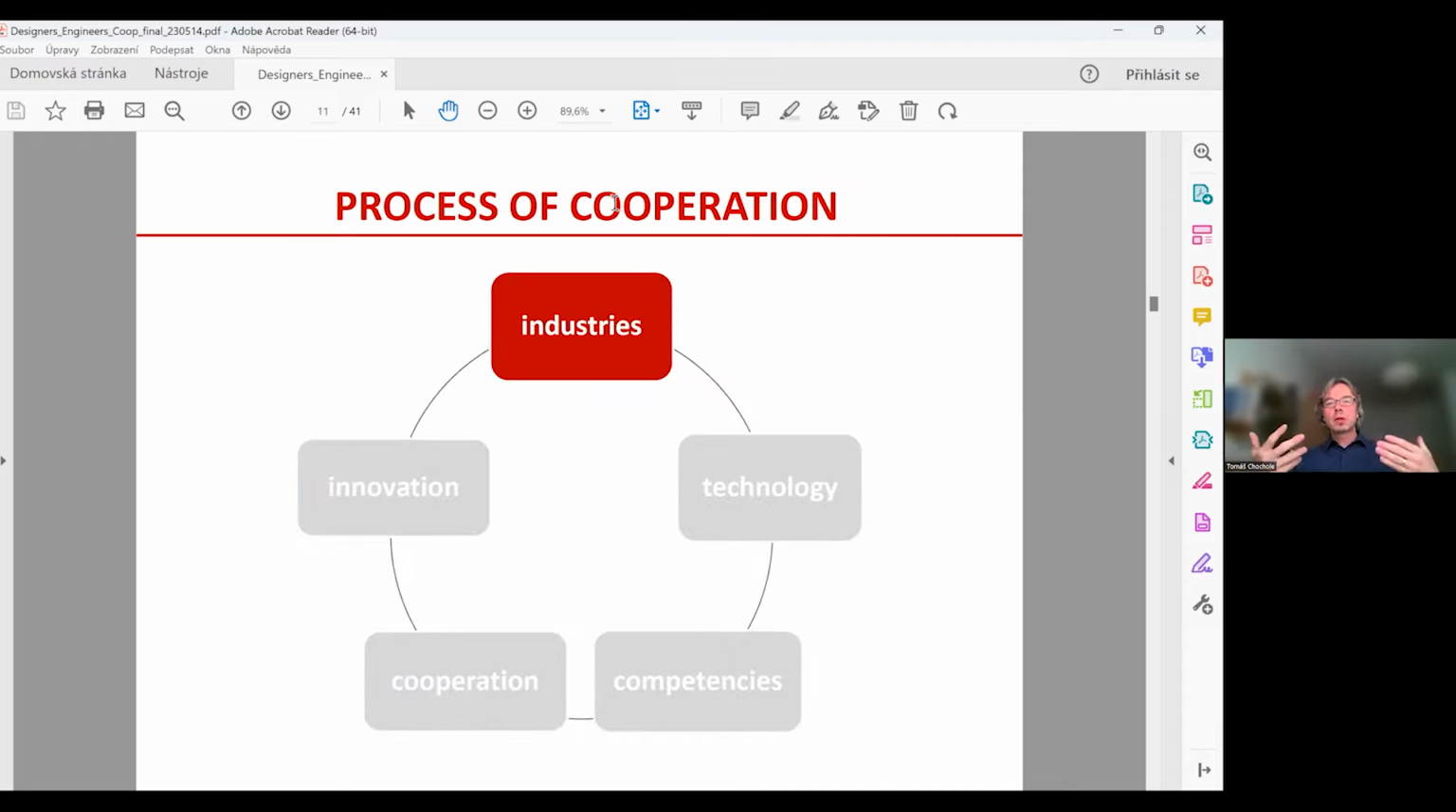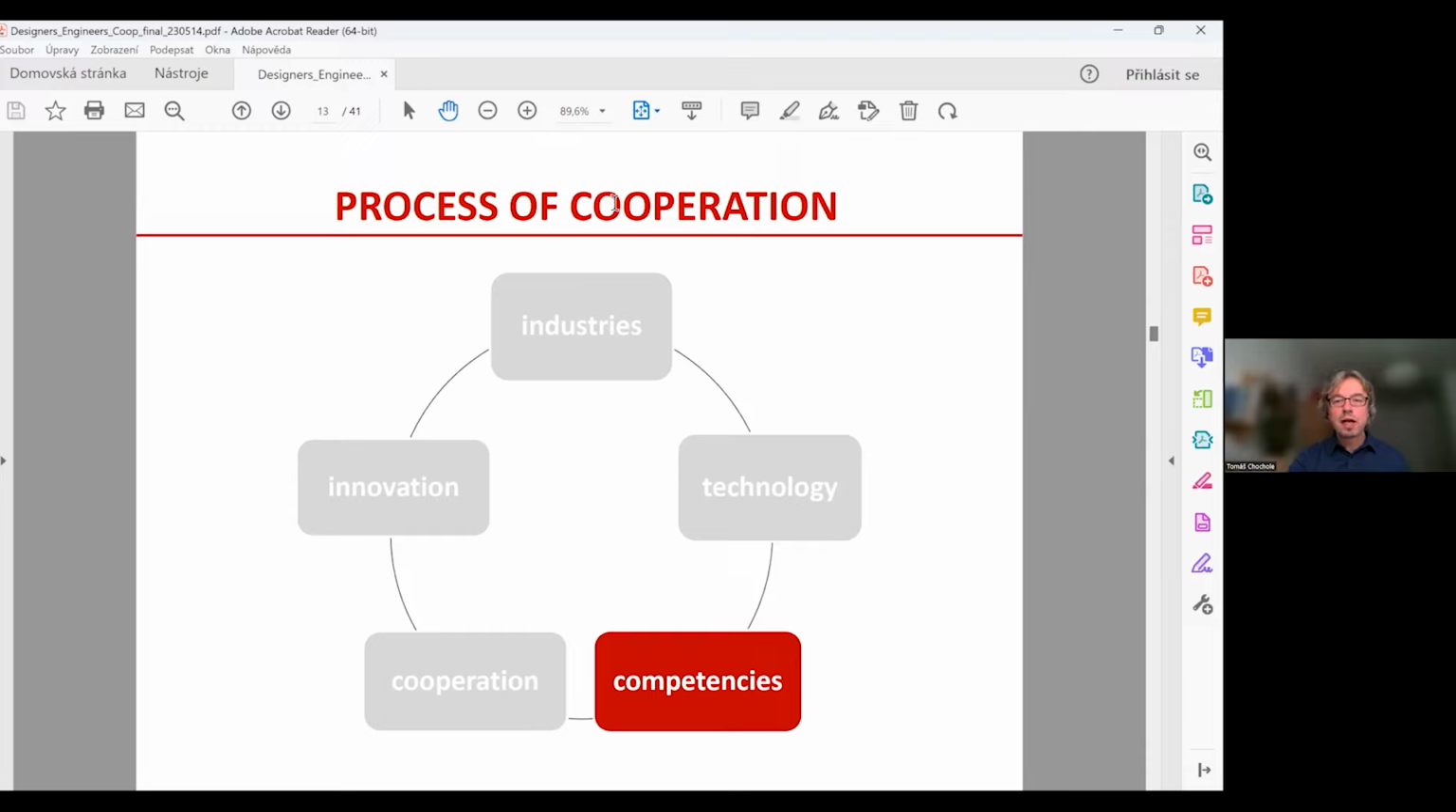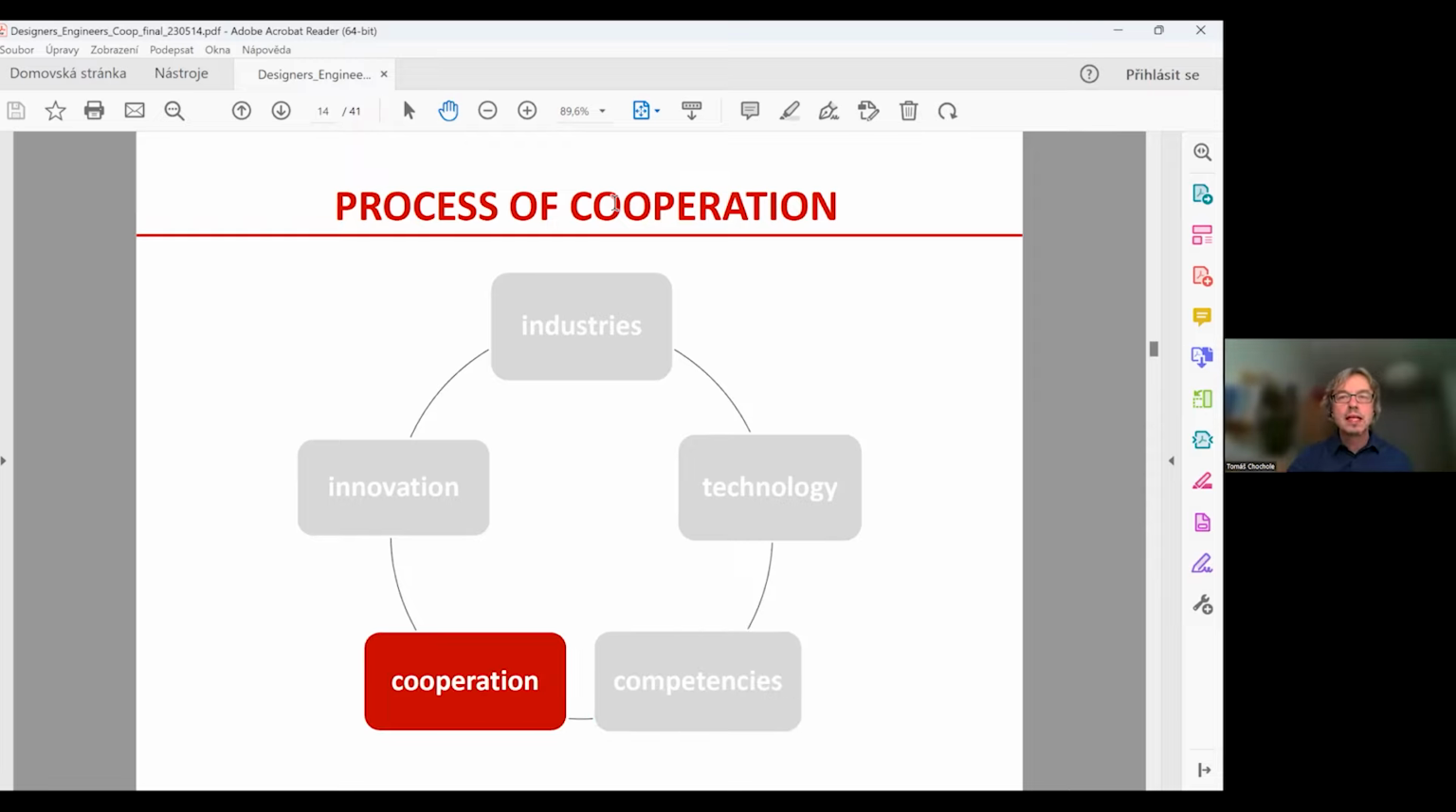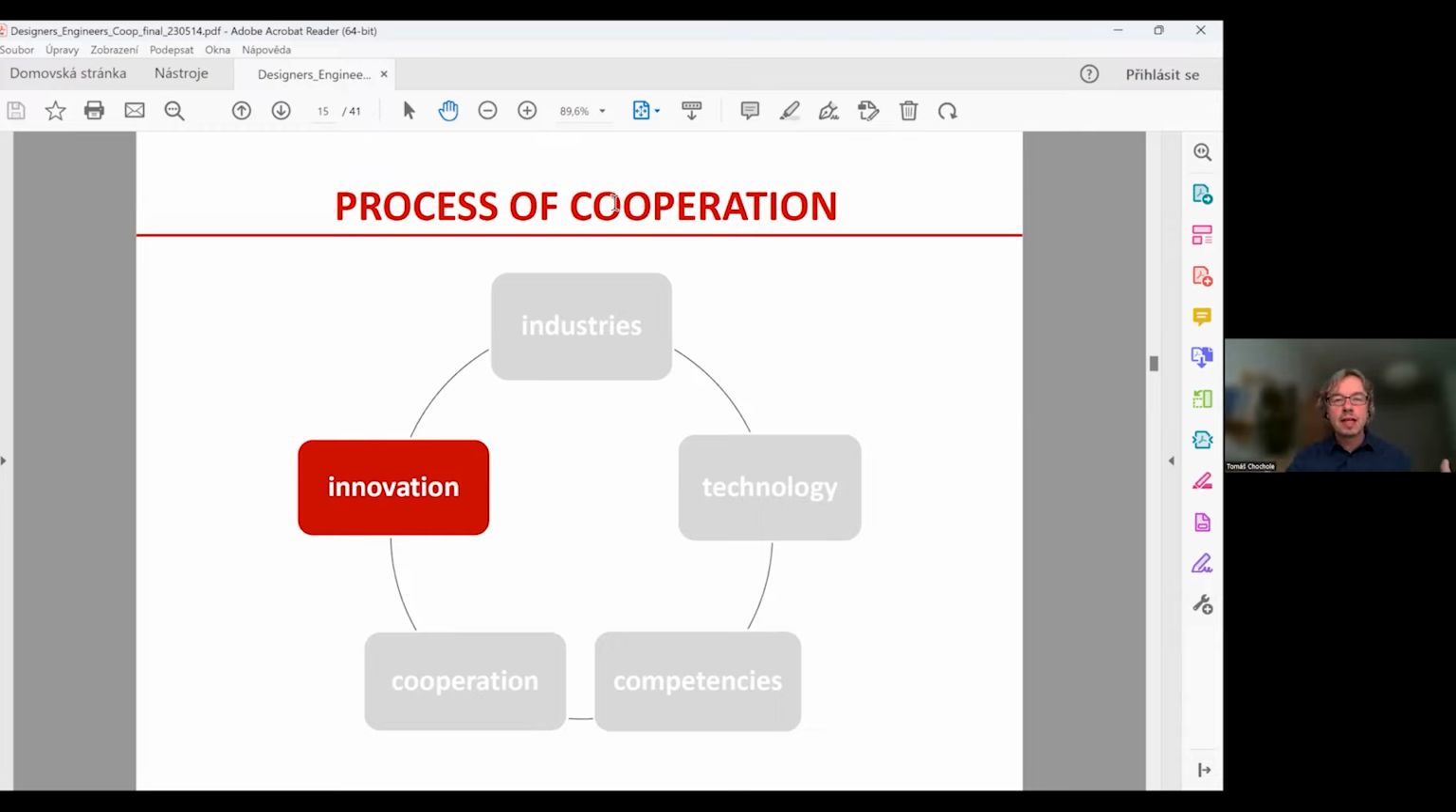So, ladies and gentlemen, when we are talking about the cooperation between different fields, we need to think about the process, because it's really important. So we will introduce the process of cooperation. We're connecting with new industries, but we need to have new technology. We need to have competences, how to work together, how to work with the new technology and with new computers, programs, machines, or how we can listen to customers' needs, and we need to cooperate together, because without cooperation there is no invention. And during this process we can go to innovation, to get new innovation for our industries, factories, for civil service. So this is the process that we need to respect.